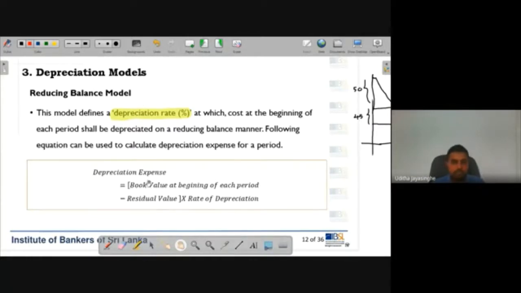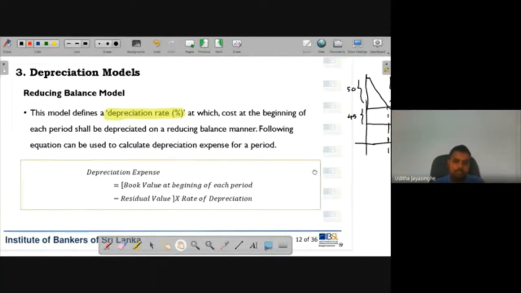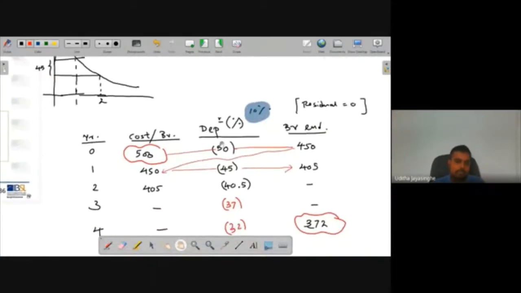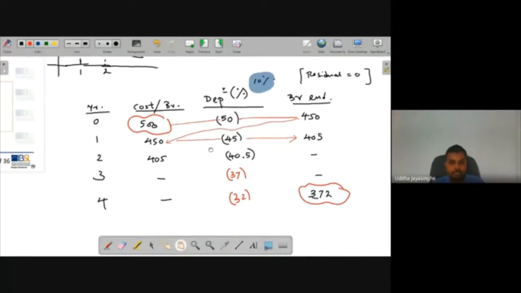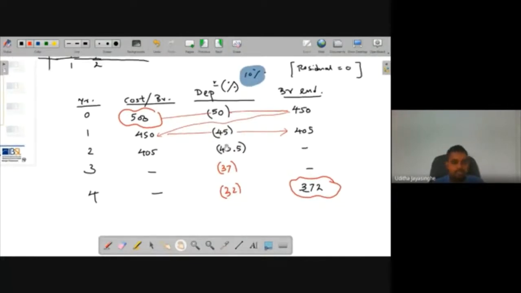The depreciation expense, you can calculate by the equation shown here. You take the book value at the beginning minus the residual value. This is the amount that you're going to depreciate, multiplied by the rate of depreciation. So this is the total depreciation expense. For yearly depreciation, you have to do a small table like this. This is the easiest way to remember and calculate that amount. An examiner can be a bit creative and ask what the depreciation charge for the second year is. So you have to come to this particular point and get the answer.